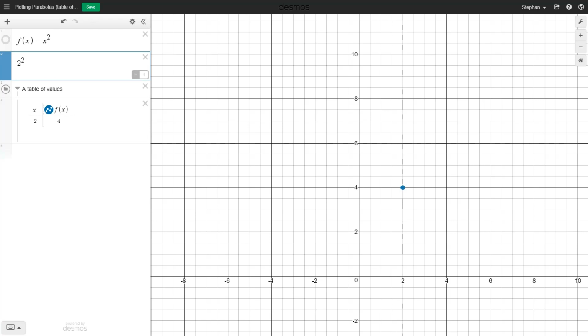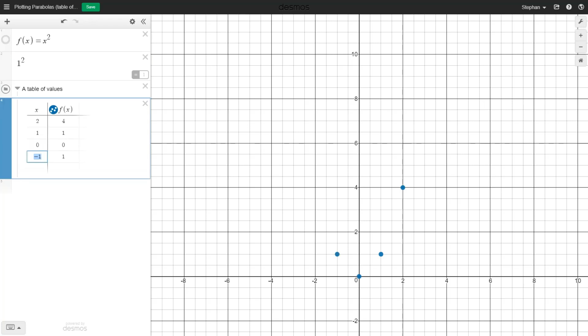So I know that that point here is 2, 4. If I was going to put in another point, any other point, 1 for example, I would follow the same math. I would just change the 2 to a 1, and it would plot that point for me. It would show me where that is. 1 squared is 1. And I can keep going. So 0 and then minus 1.